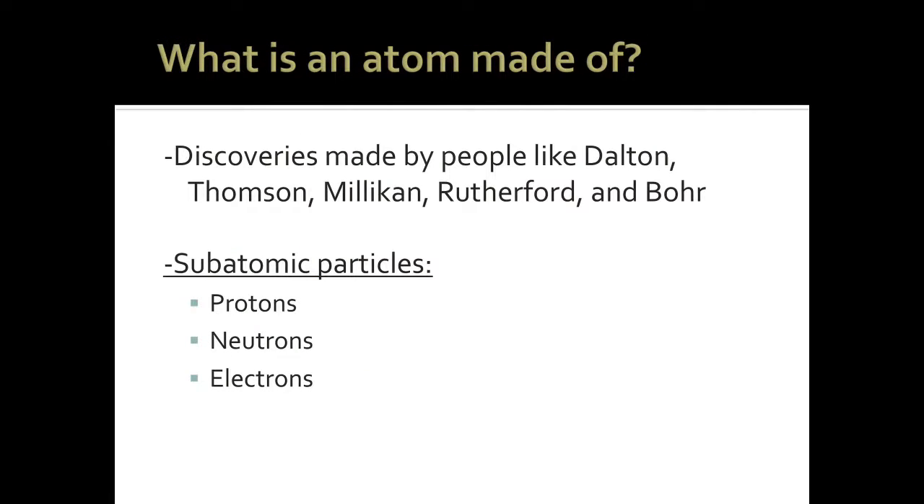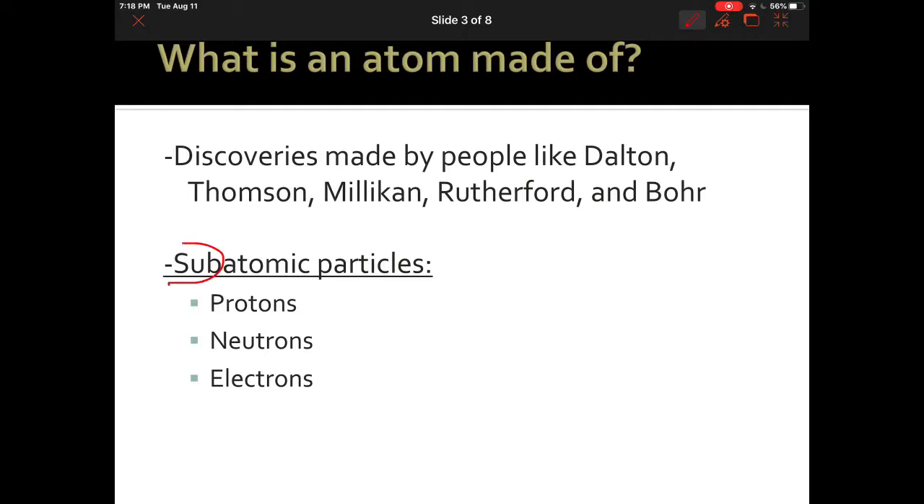What's an atom made up of? So remember our dead guys PowerPoint? Dalton, Thomson, Millikan, Rutherford, and Bohr discovered those subatomic particles. And all that subatomic particles means, sub means smaller or below. So the things that are smaller than atoms. We've got protons, remember that they have a positive charge, neutrons with no charge, and electrons, which have a negative charge.